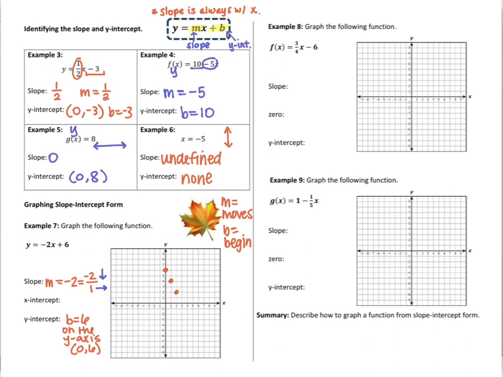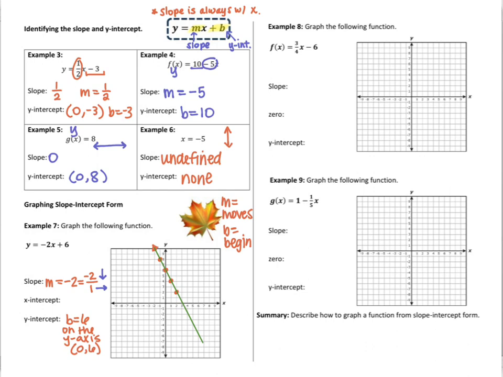Likewise, I could also start at my y-intercept and go up 2 and to the left 1. Now my run is my negative movement because I went to the left. Notice that when I make a point, though, going up and to the left, it still fits on that lovely line. So you can really go either direction with those, okay, and then you'll just draw your line right here.